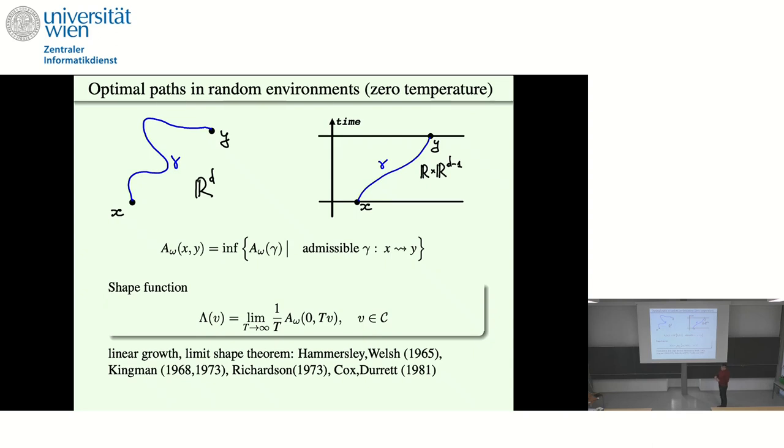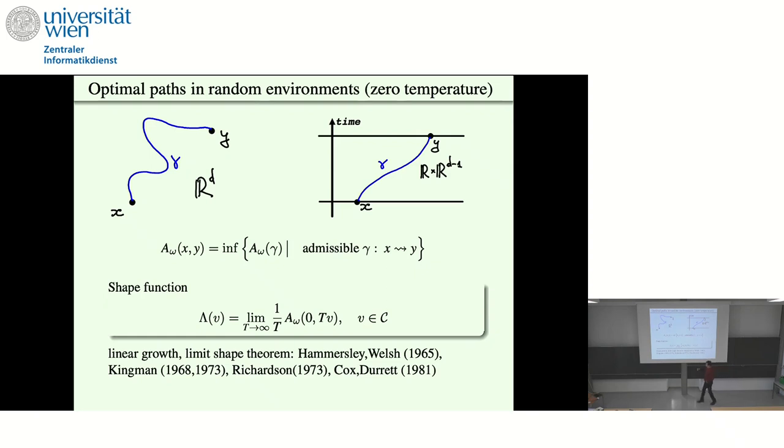So the path minimizing the action among all these, and again under broad conditions, it turns out that if you fix one of these points x and y and take another one to infinity along a certain direction, then there is a linear rate of growth of the action, and that is written here. So you take maybe one point is zero, then you take direction v, and you multiply this direction by t, and you take the optimal path between these two points, and then you divide by t, and there is a limit that depends on v, and it turns out that it's non-random.